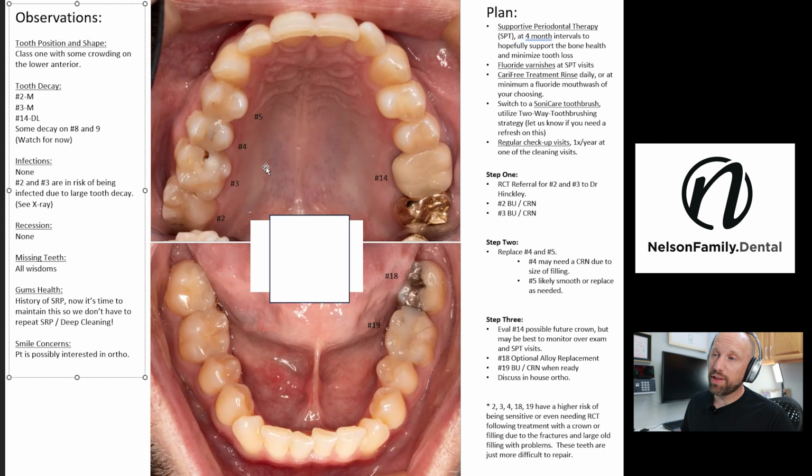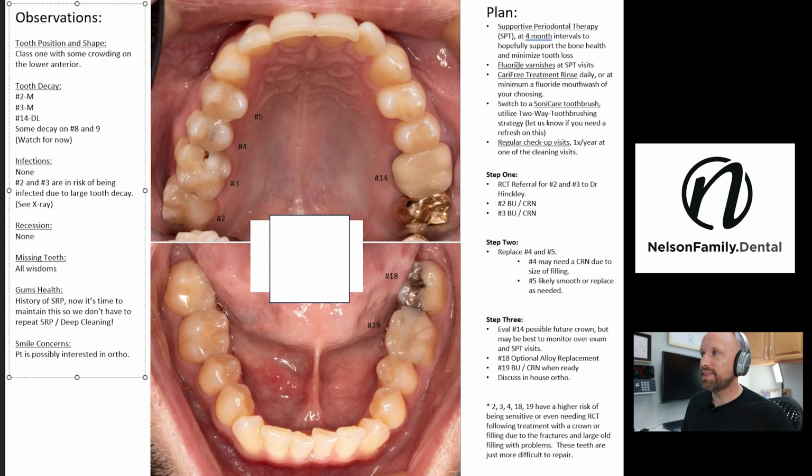So moving over to our plan, all of our patients, we talk about a plan, and the first part of the plan is about taking care of their teeth so that they don't need dental work from me. So for this patient, supportive periodontal therapy is the recommendation at 4-month intervals, and then we want to hopefully support the bone health and minimize tooth loss. I'm hoping that we don't have to go back to ever needing deep cleaning again.